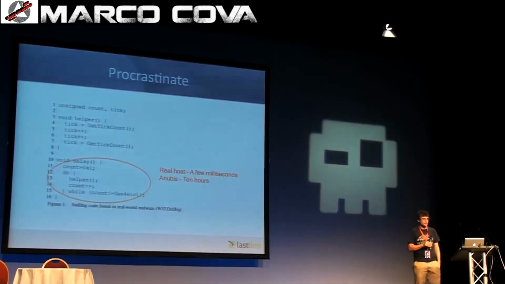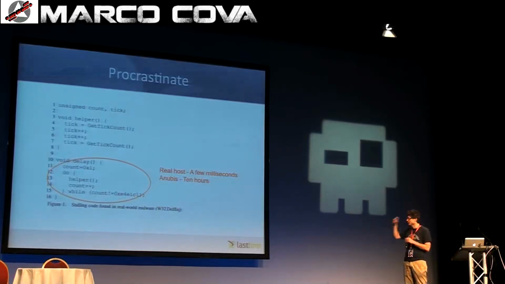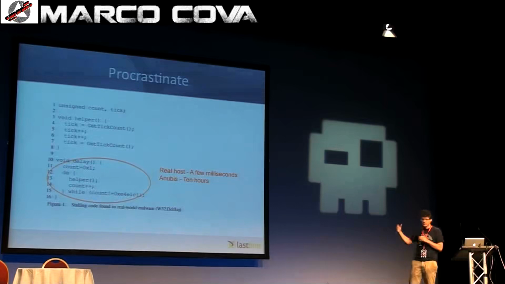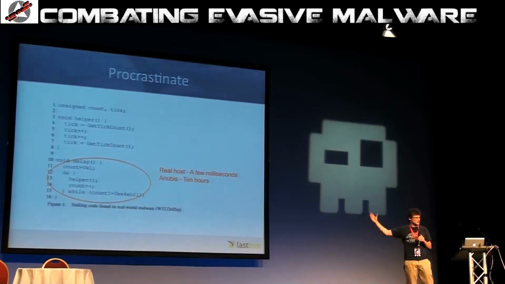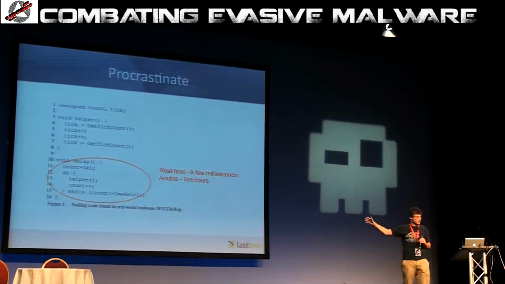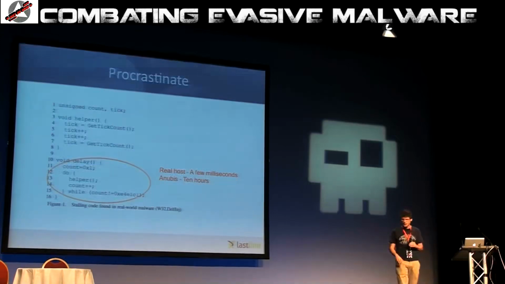And this is an example of the procrastination of the stalling loops that are used by malware in the wild. Here, what is interesting is the note that you see there. On a real host, these instructions take only a few milliseconds to execute. On an analysis system like Anubis, they would take 10 hours. Okay, so Anubis is definitely not going to wait for 10 hours, and after a few minutes will say this binary is not doing anything useful.